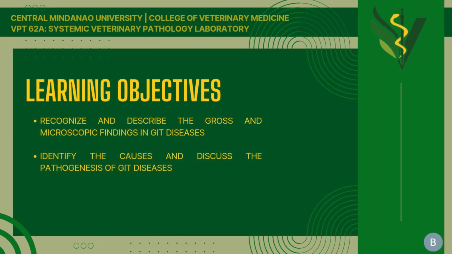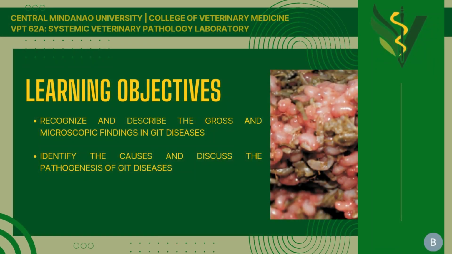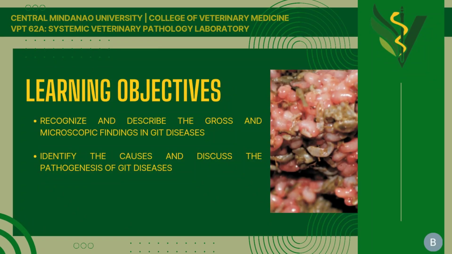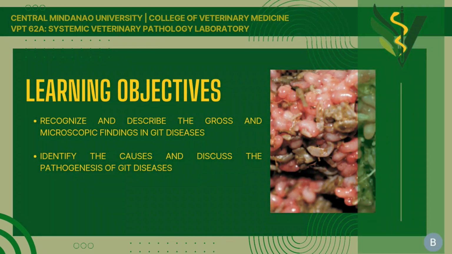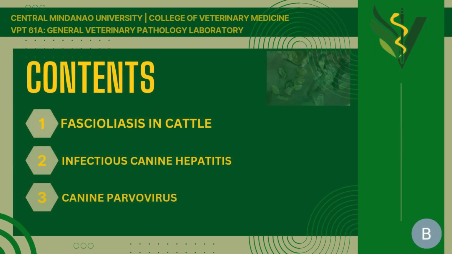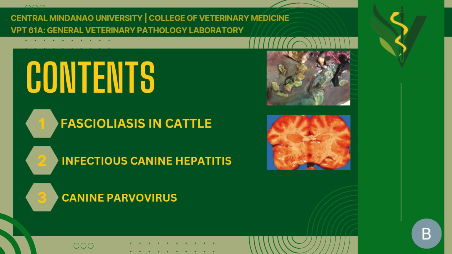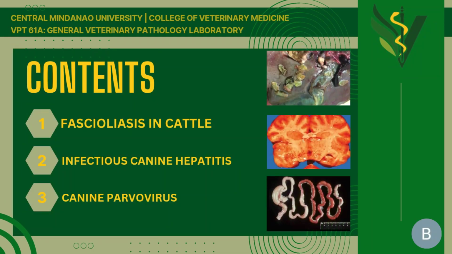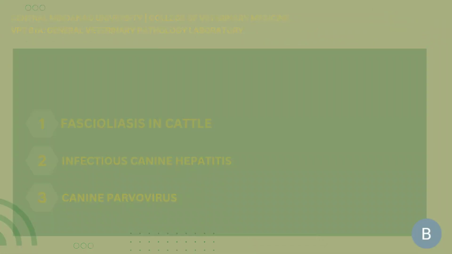In this exercise, we will recognize and describe the gross and microscopic findings in the GIT diseases, identify the causes, and discuss the pathogenesis of the GIT diseases. Our report will primarily focus on fascioliasis in cattle, infectious canine hepatitis, and canine parvovirus.